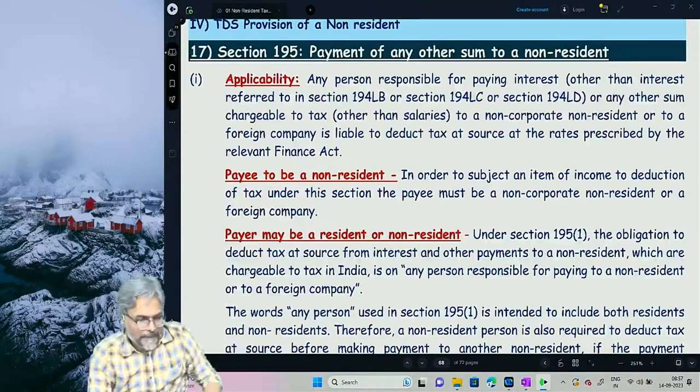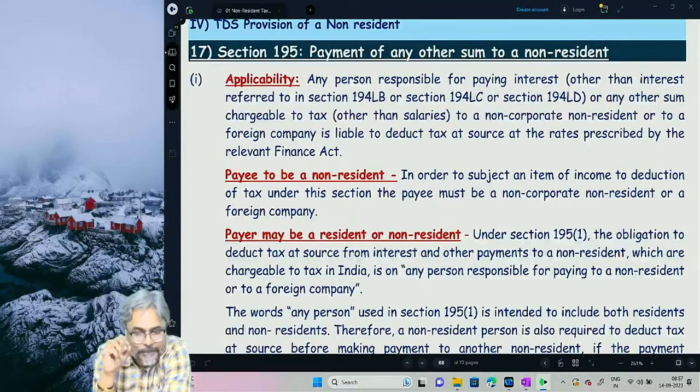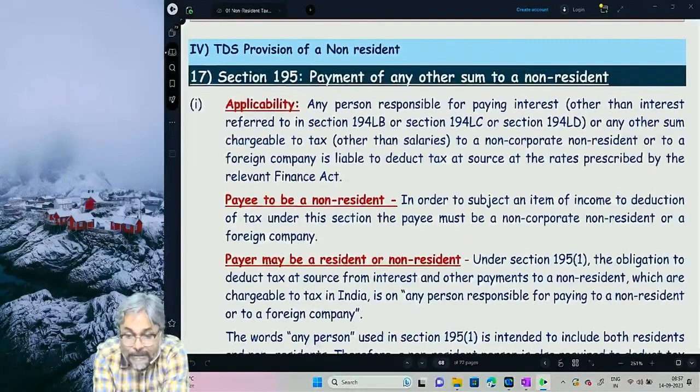Perfect, perfect, Ram. This is exactly the point. Students, the payer, exactly as you said. Resident, non-resident, we don't care. Who is a payer? What is to be seen is this: in the hands of the payee, meaning the receiver, the non-resident, whether, what is the second line, students? Or any other sum, is the payment in the nature of interest? What Kenya Airlines is paying, is it an interest?